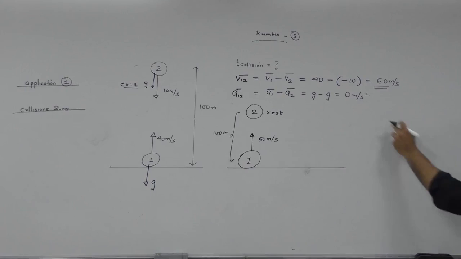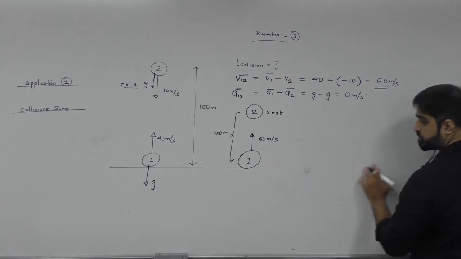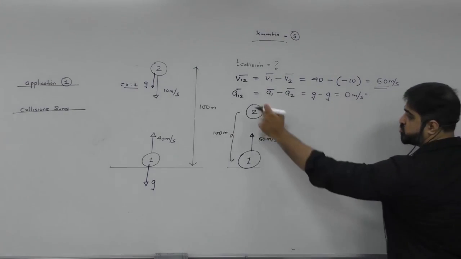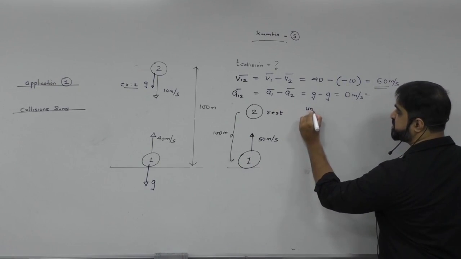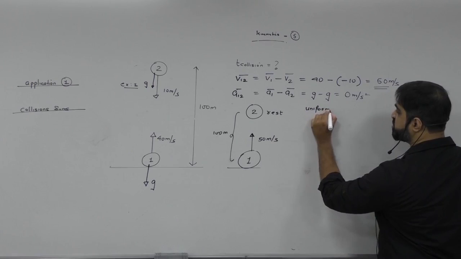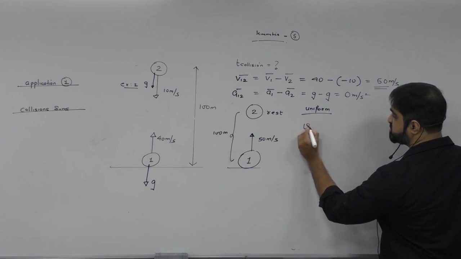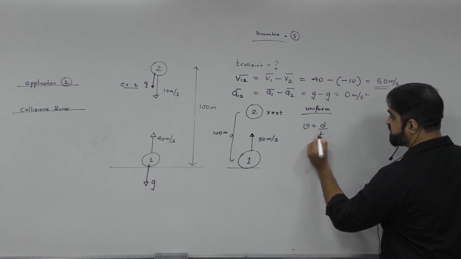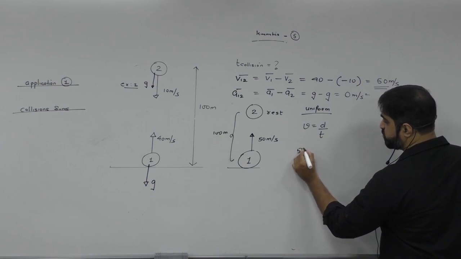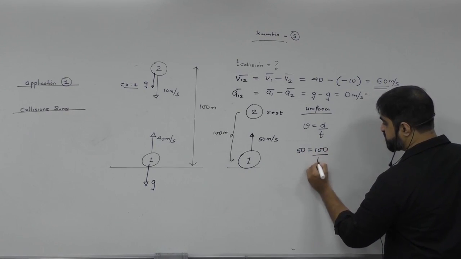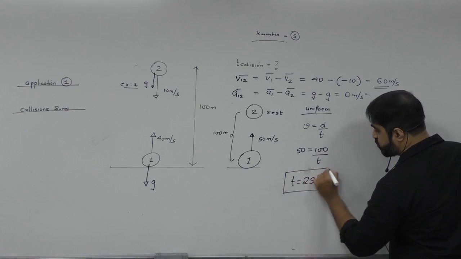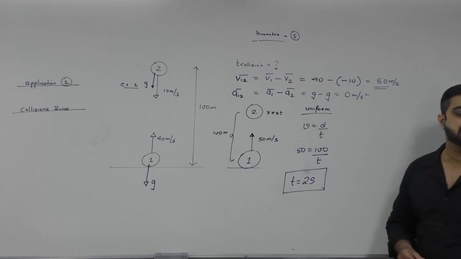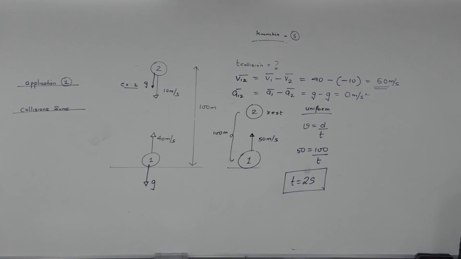Uniform, because A has become 0. The relative acceleration of them becomes 0, so it will be converted into uniform motion, which means sums based on type 1. There is only one formula: speed is distance upon time. What is the speed? 50. What is the distance between them? 100. So what is the time? Can I say they collide after 2 seconds? They collide after 2 seconds.